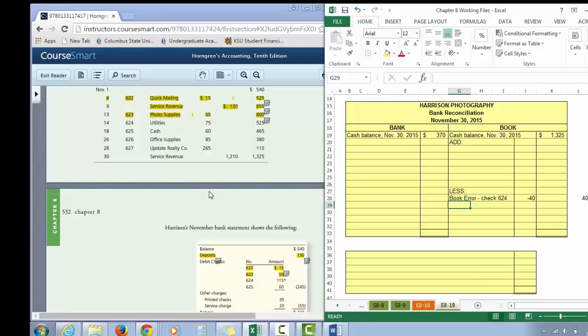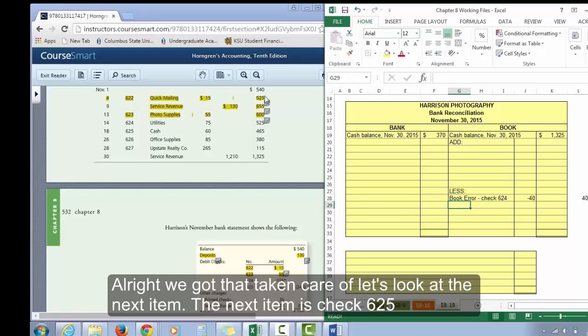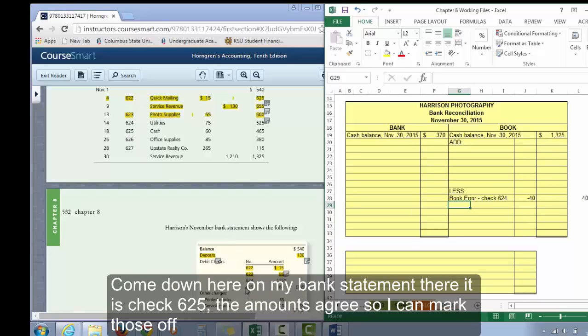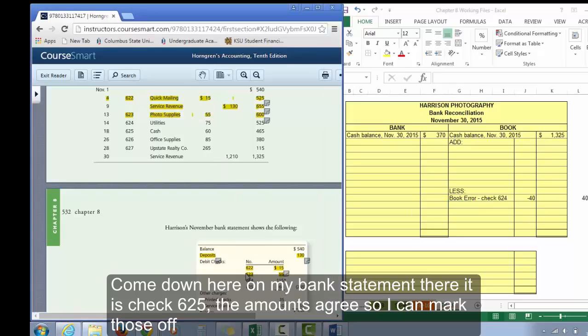Okay, all right, so then we got that taken care of. Let's look at the next item. The next item is check 625. Come down here on my bank statement. There it is, check 625. The amounts agree, so I can mark those off, and I'm good.